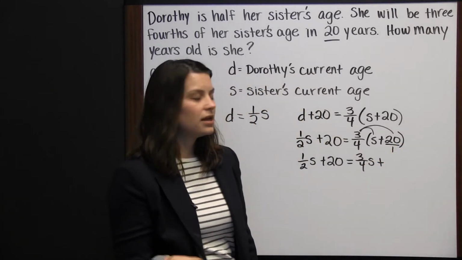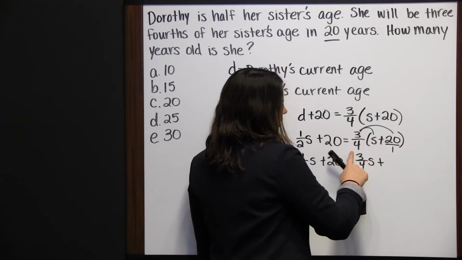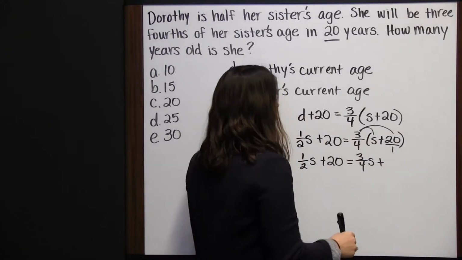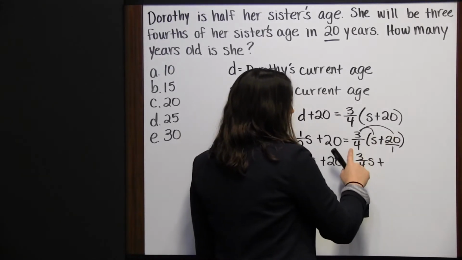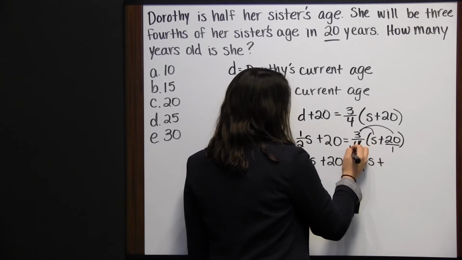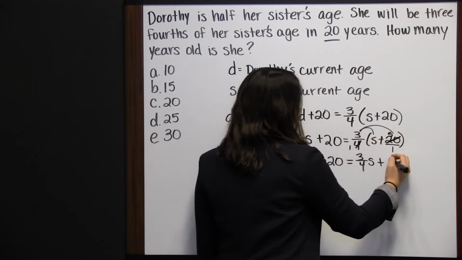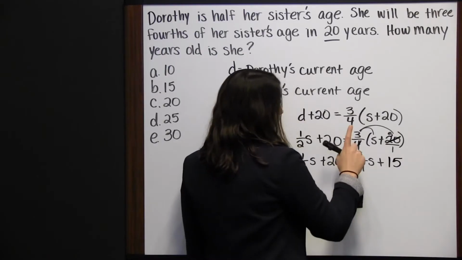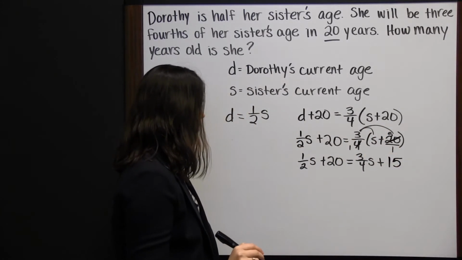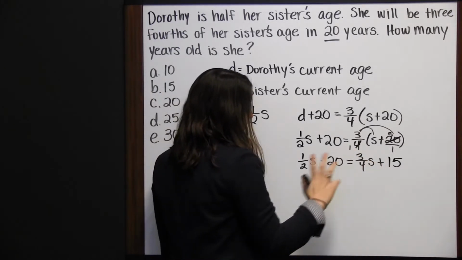simplify multiplying these numbers by cross-canceling 4 and 20. I'm simply multiplying two fractions together, so I can use this shortcut. I'm going to divide both 4 and 20 by 4. 4 divided by 4 is 1, and 20 divided by 4 is 5. So 3 times 5 is 15. 3/4 of 20 is 15. That makes sense. Okay, so we need to get all of our variables on the same side.